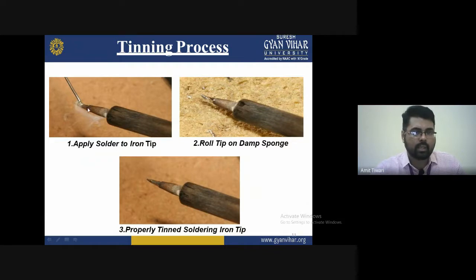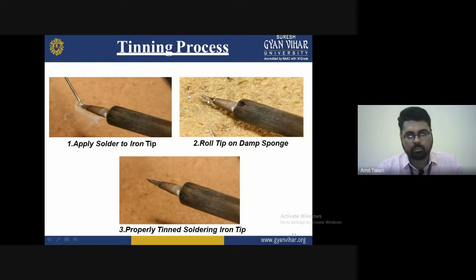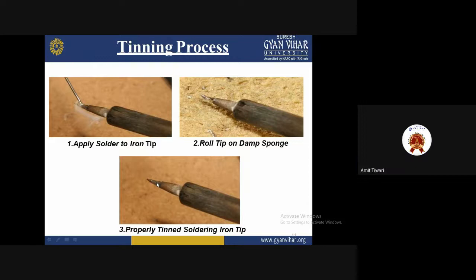This iron tip is at a temperature of 400 degrees Celsius. When you are applying the solder to the iron tip, you can find that rolling and damp sparking are generated on the tip section. And this tip section is properly tinned with solder so that it can easily weld the area we want to weld. So it is easily affected by the joining.